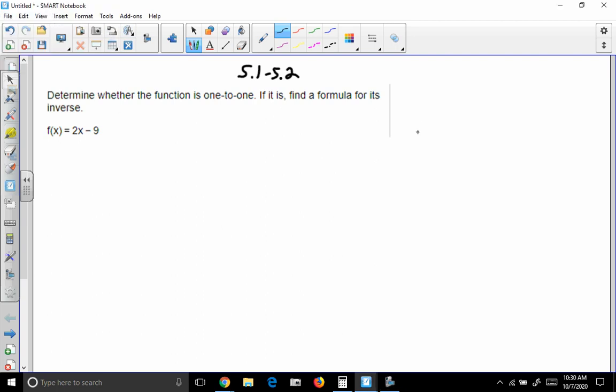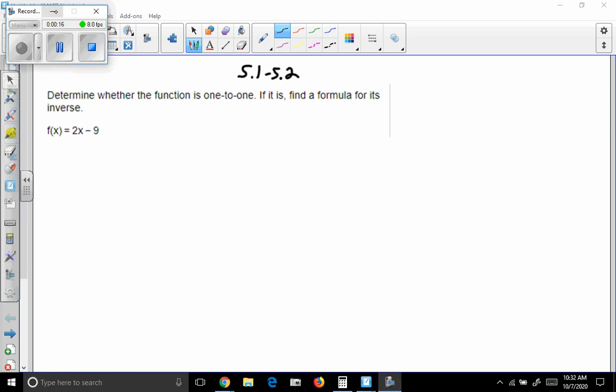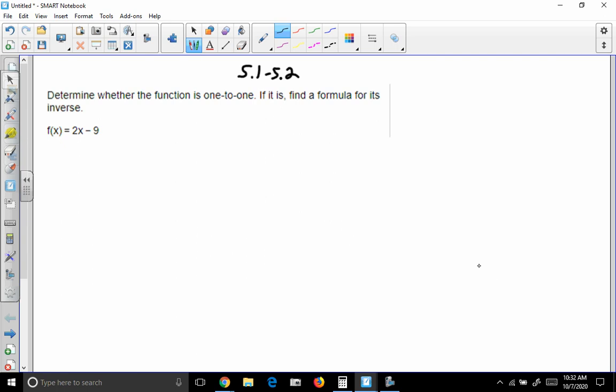In 5.1, we want to find the inverse of a function and then look at ways of determining whether two functions are inverses of each other or not. So to get the inverse, remember an inverse means that the x and y's have been swapped. That's for whether it's an ordered pair or an equation. If we have the ordered pair (3, 7), the inverse of that is (7, 3).